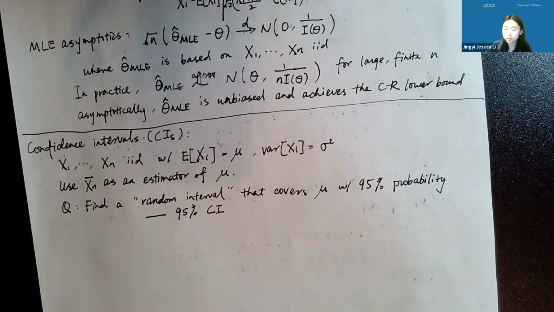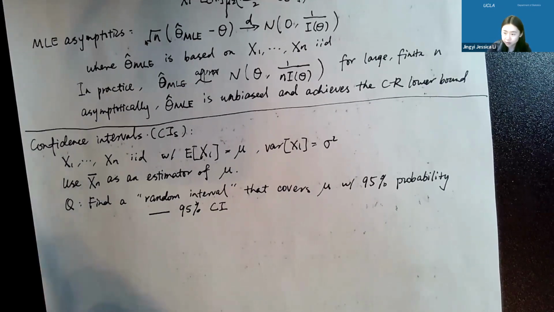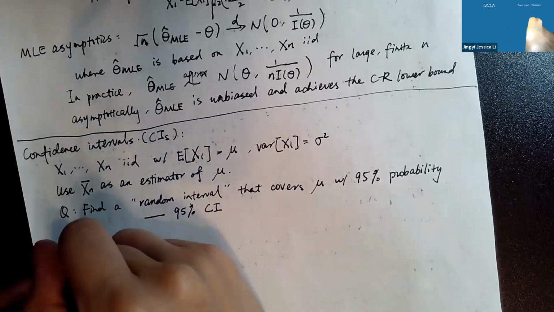In other words, the interval itself is random, and we want it to cover the true parameter value mu, which sits there unchanged. The interval may change, but hopefully it will cover that fixed mu with 95% chance. That's what we want. So how can we find this interval? We are going to use the estimator, which is itself a random variable, as the basis for constructing a random interval.